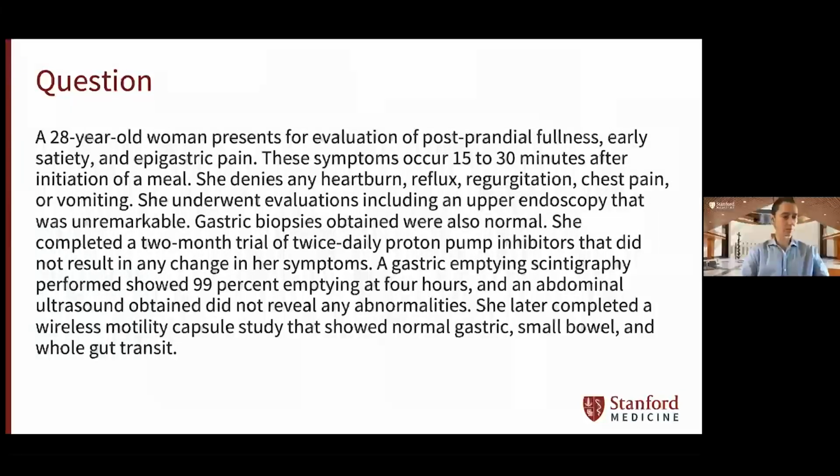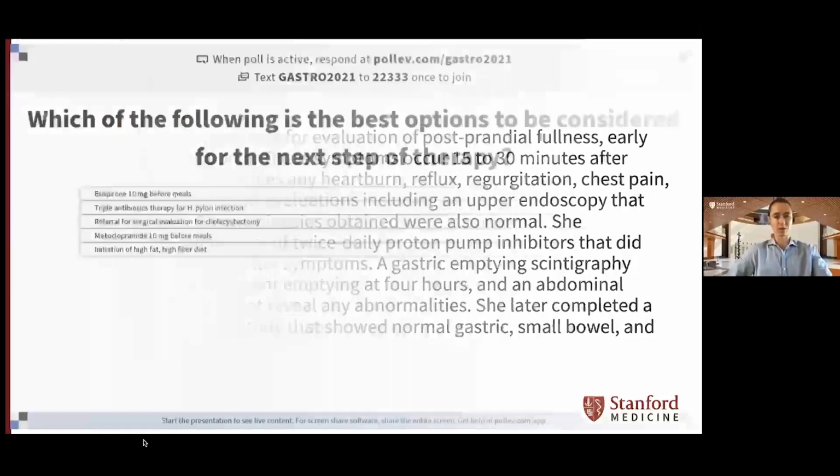So we'll record answers. And again, the options are to initiate buspirone, 10 milligrams before meals, to do triple antibiotic therapy for H. pylori, to refer for surgical evaluation of a cholecystectomy, to treat with metoclopramide 10 milligrams before meals, or to initiate a high-fat, high-fiber diet. And why don't we see what the responses are so far?